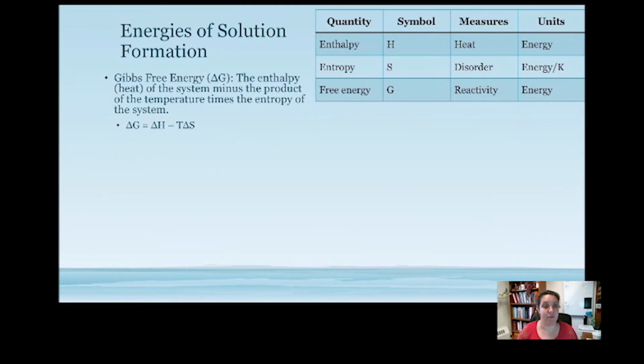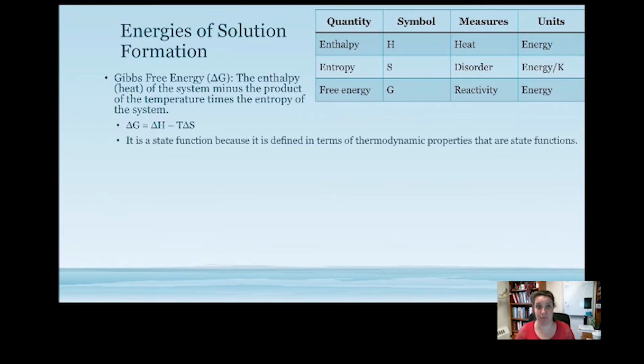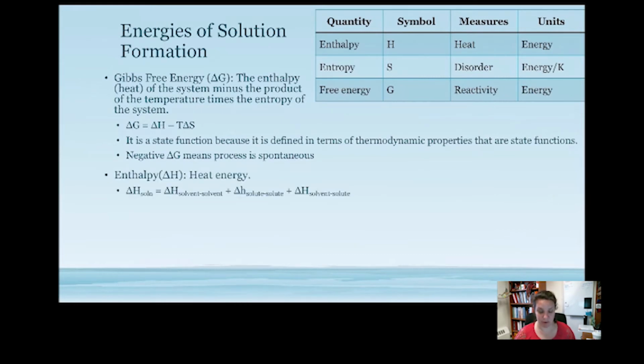If we have a negative delta G, that means we have a process that is spontaneous, and we will have a solution form. So in order to have a solution form, we have to have a negative delta G. Also, as a note, delta G is a state function because the two thermodynamic properties that make it up are also state functions.